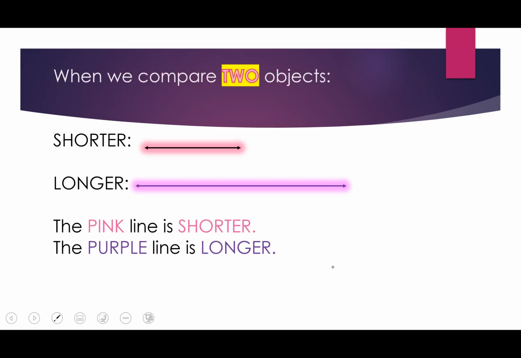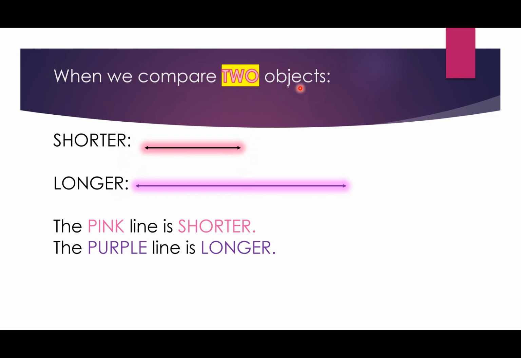Now, what is the difference between shorter, shortest, longer, and longest? When we compare two objects, if I want to compare two things together, here I can use shorter and longer, which end with ER. You will use ER when you are comparing two objects, two same objects, or two different objects.